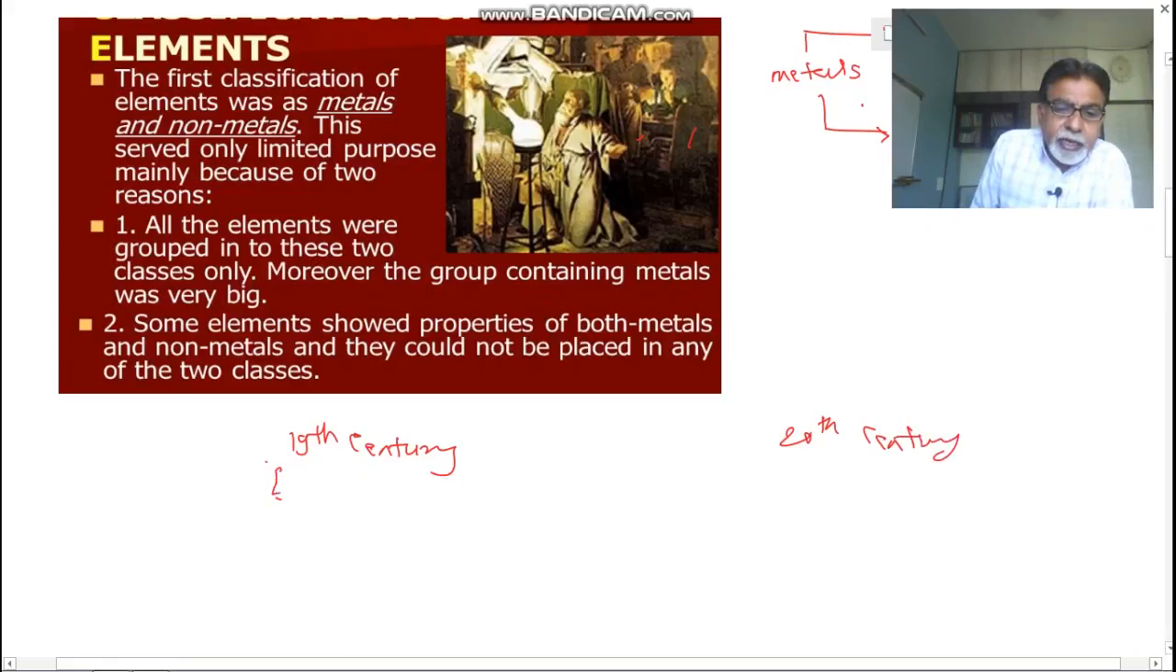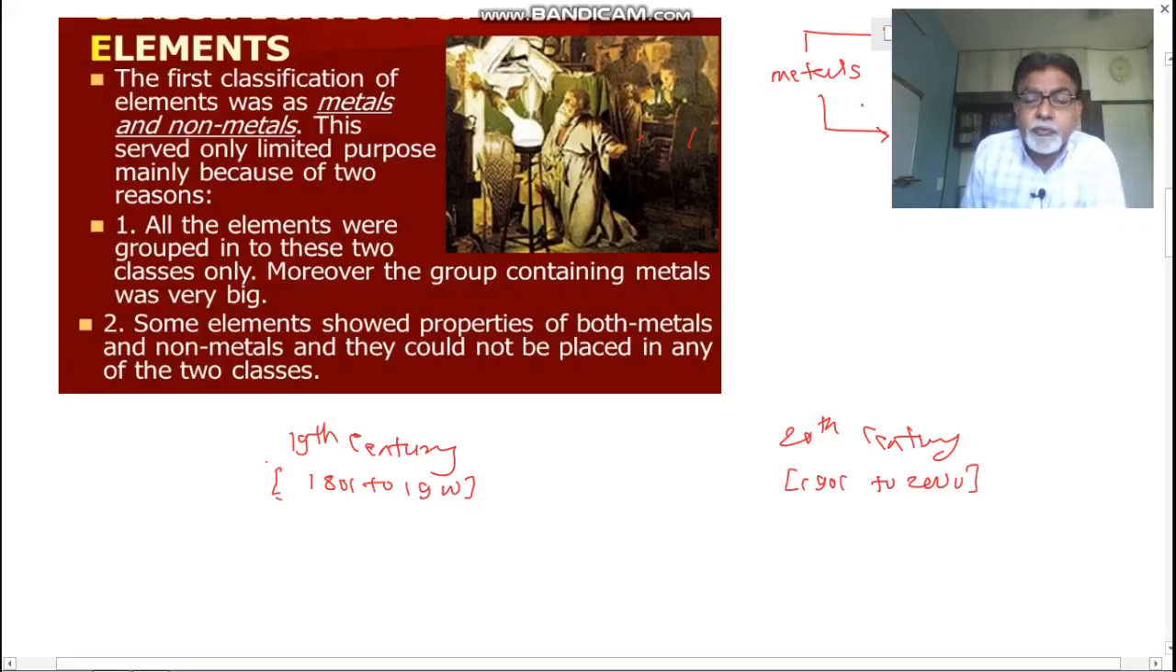19th century begins from 1801 till 1900, and 20th century becomes what? 1901 till year 2000. Okay. आता हा अभ्यास आपण 2 सेंचुरी मधला वेगवेगळा करतोय, म्हणजे तसंच त्या पद्धतीने समजून घेऊ.